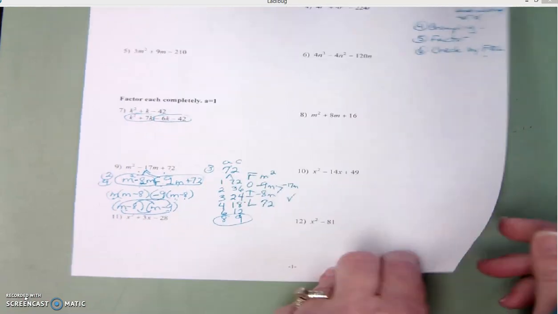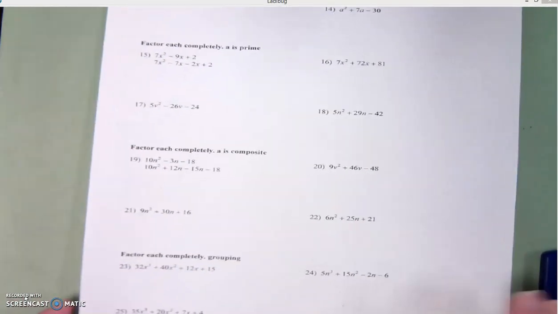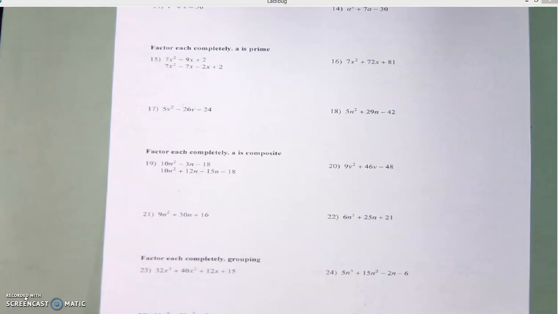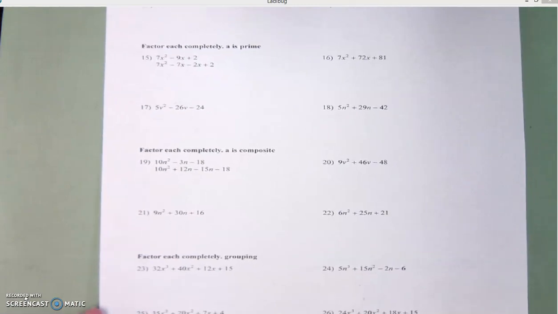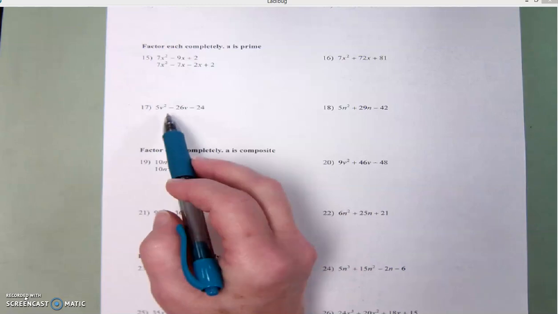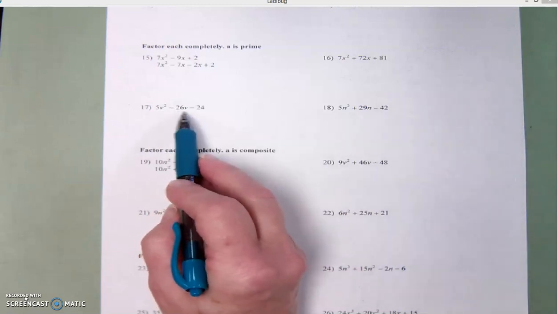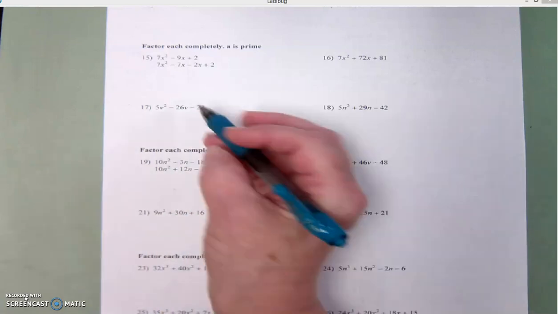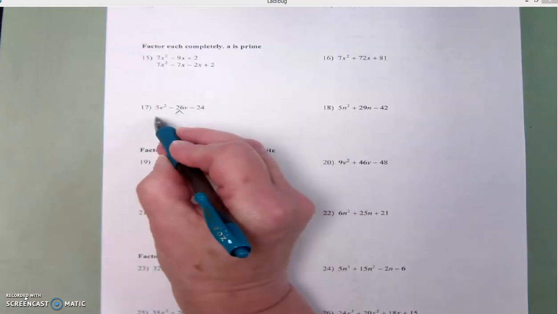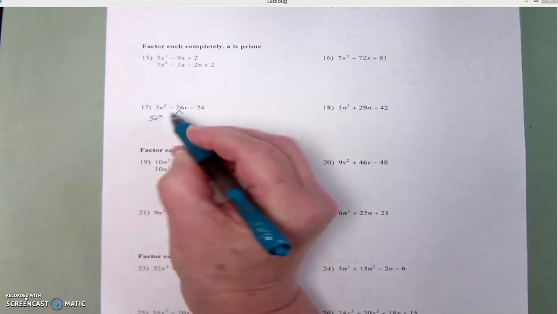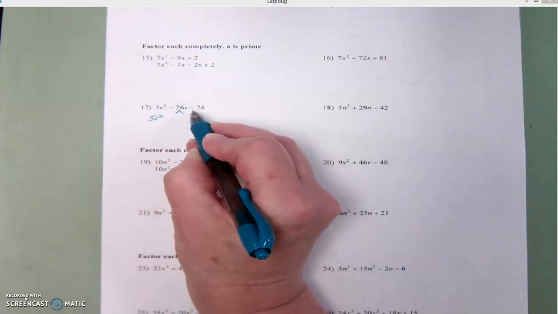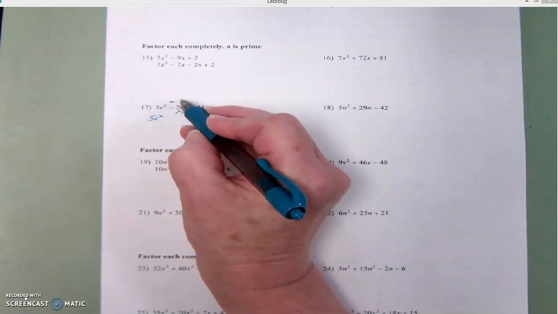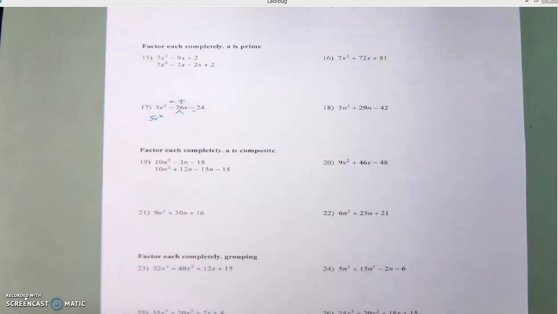Let's turn it to the back of the page and look at a couple of these problems. Again, I'm not going to do 15 since it's kind of started for you. So let's look at 17. Can I pull out a greatest common factor between 5, negative 26, and negative 24? No, I cannot. So I'm going to split the middle term. And so it's going to be 5v squared. And this is negative. So that means I'm going to have a negative and a positive.